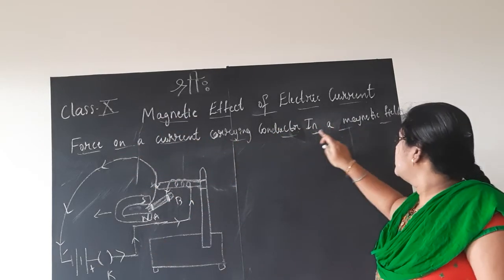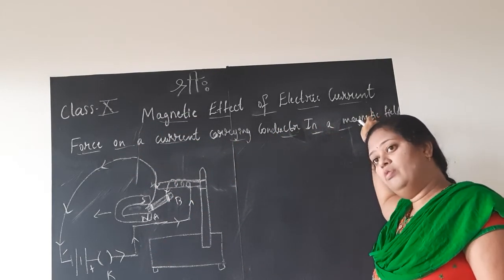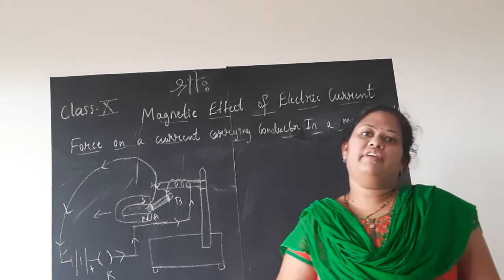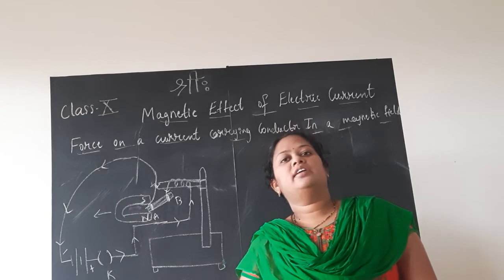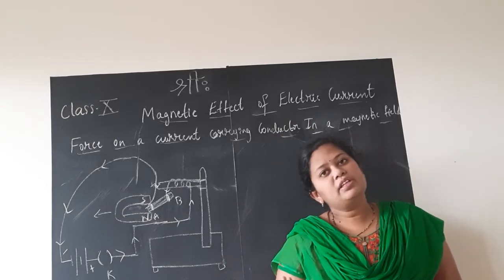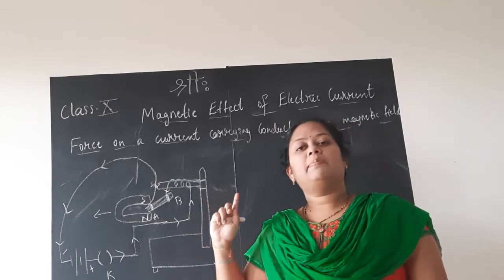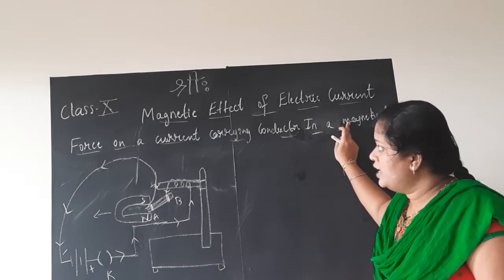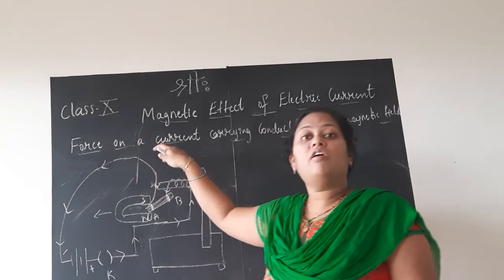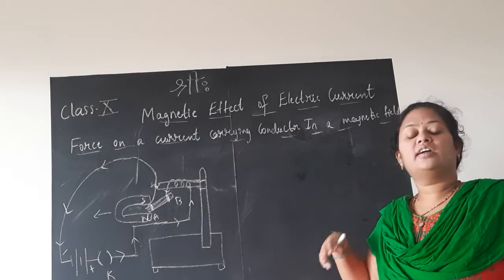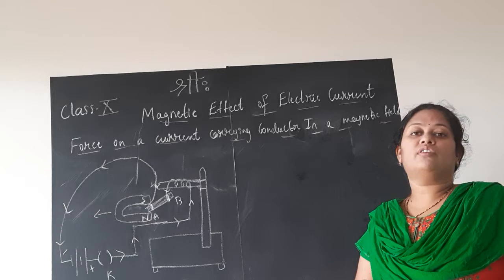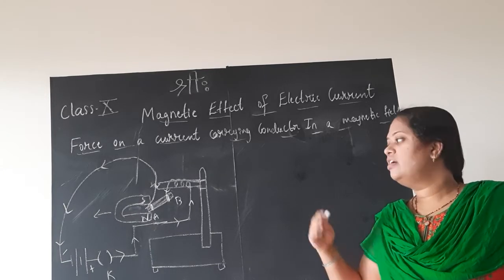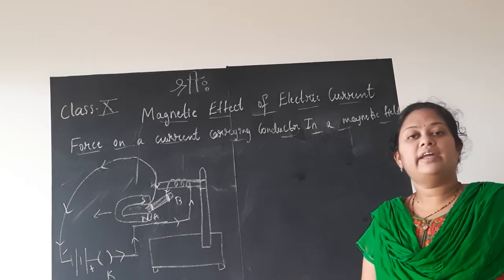Current carrying conductor in the magnetic field. Now we are placing the current carrying conductor in the magnetic field. How to place a current carrying conductor in a magnetic field? Maybe between the magnets. Yes, no? So we are placing the current carrying conductor in the magnetic field, and force on a current carrying conductor means some force is acting on it. What force is that? How is it happening? All that we shall discuss with the help of an activity.